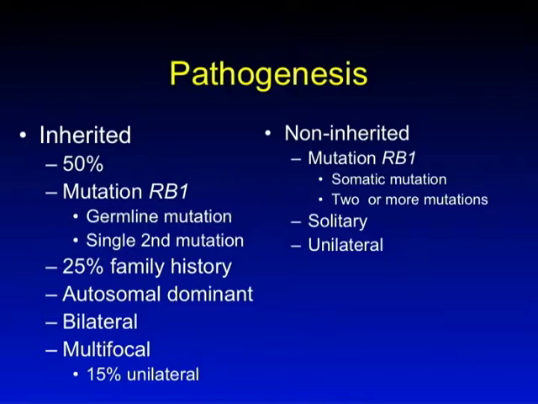And why is this important? Because usually, and this is what you have to remember, inherited retinoblastoma happens earlier than non-inherited. This one is usually multiple tumors and is usually bilateral. The non-inherited is usually unilateral, single tumor, and later age of presentation.